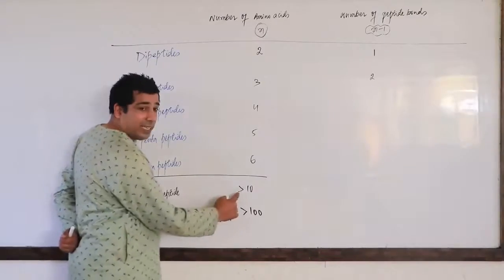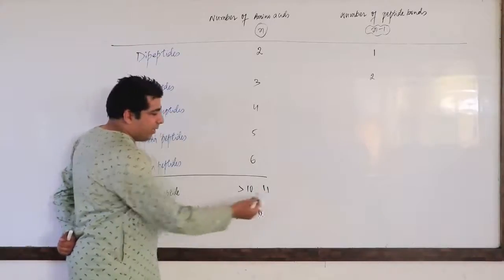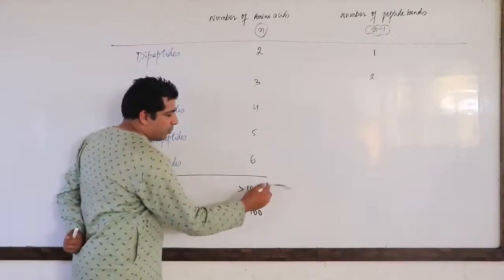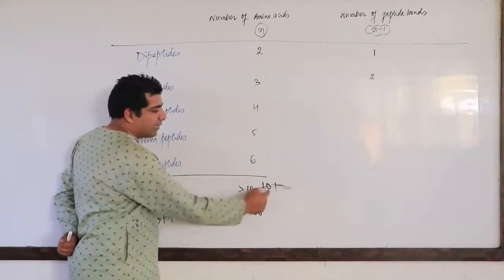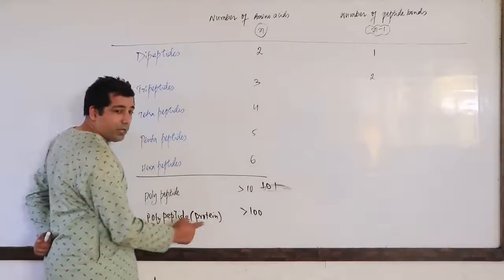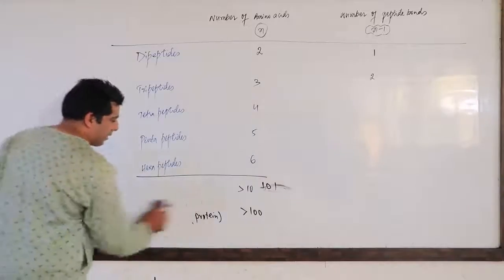Let us suppose this is greater than 10, basically it's 11. So it's a polypeptide. If it is 12, still it's a polypeptide. If it is, let us suppose, 101, more than 100, then this polypeptide will also become a protein. I hope you have understood, my dear friends. So let's talk about it later.